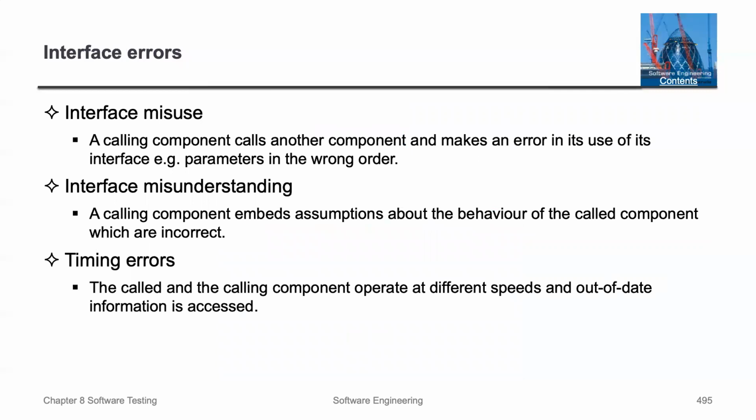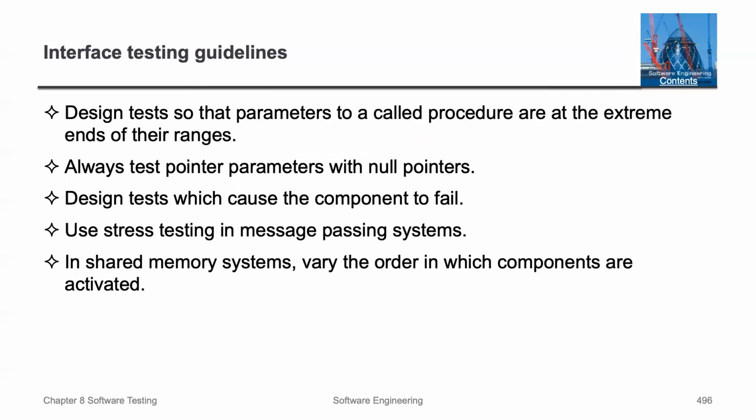For interface errors, a couple of things we'll want to mention. First is interface misuse. A calling component calls another component and makes an error in its use of its interface, that is, the parameters in the wrong order. Interface misunderstanding: a calling component embeds assumptions about the behavior of the called component, which are incorrect. And finally, timing errors. The calling and the called component operate at different speeds, and out-of-date information is accessed.